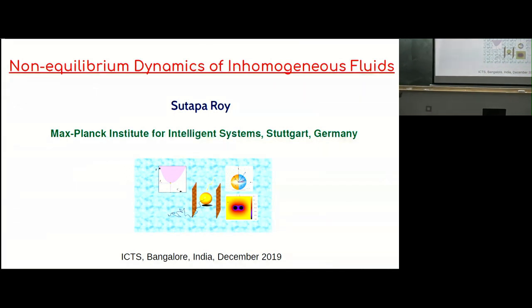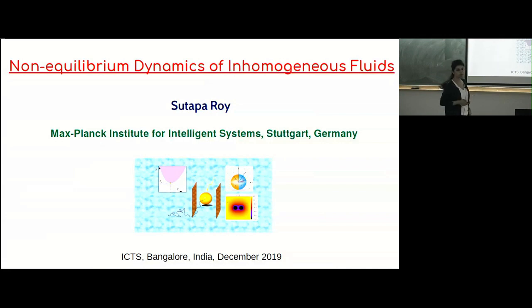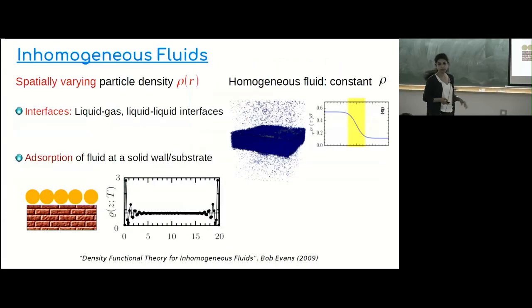Okay, so as you can see, I'm going to talk about properties of some inhomogeneous fluid systems. What do I mean by inhomogeneous fluid? Lexically speaking, an inhomogeneous fluid is a fluid with a spatially varying particle density, which means if you look at rho, it depends on the space coordinate r. So it's a field, unlike a homogeneous fluid where the density rho is constant throughout the system.